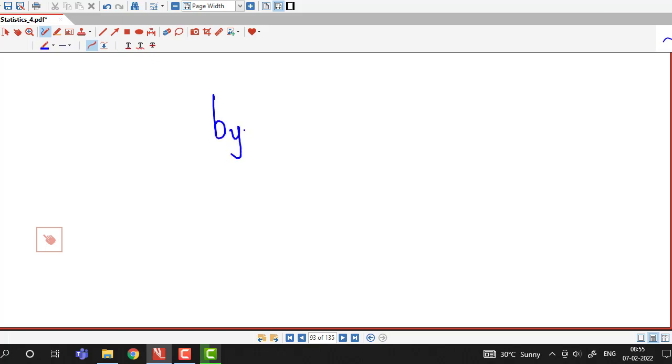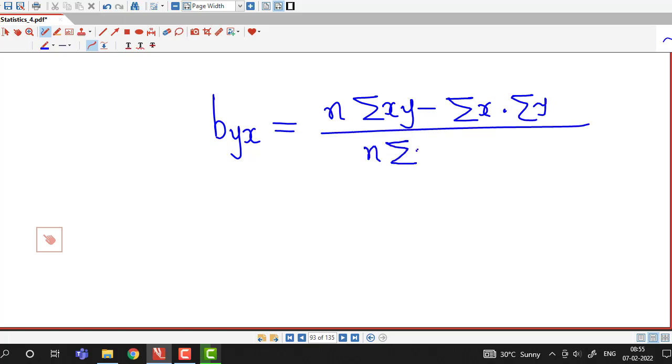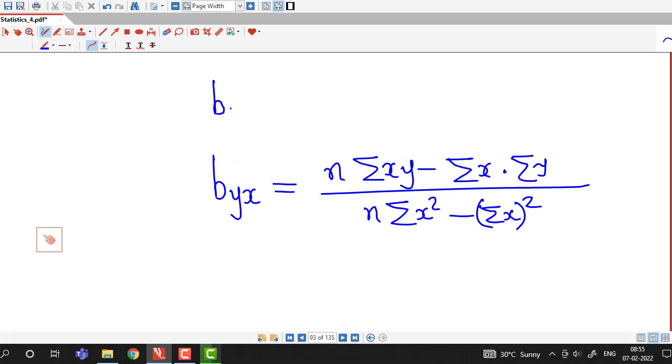Byx was having different formulas. If we write down one formula, it was n times sigma x into y minus sigma x times sigma y divided by n times sigma x square minus sigma x whole square. And we are having another formula for this regression coefficient. We have shown these different formulas in lecture number 41.